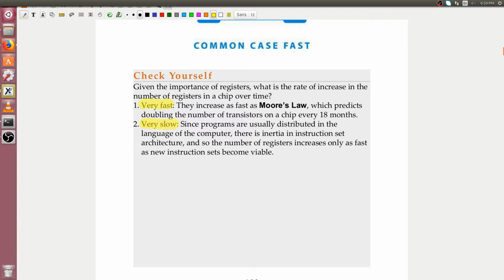Very slow. All right, so the answer is absolutely very slow. Oh, well, thanks for supporting me. Okay, yeah, the answer is absolutely very slow.